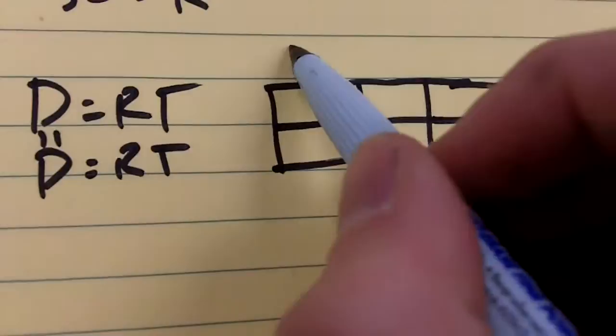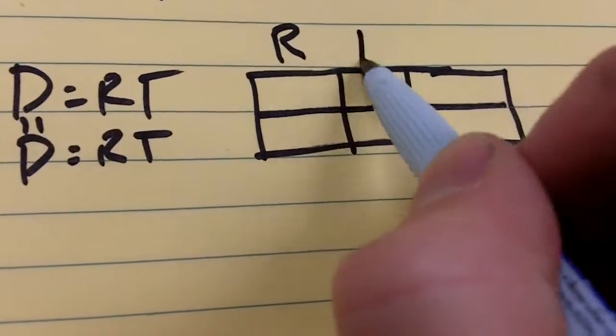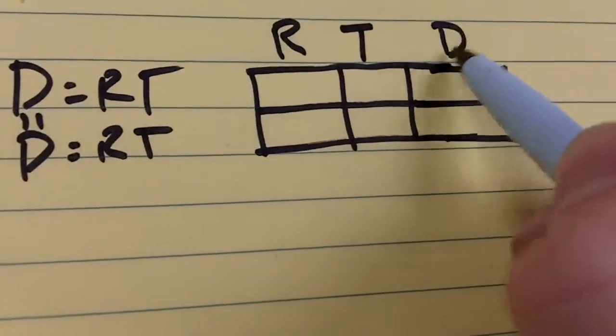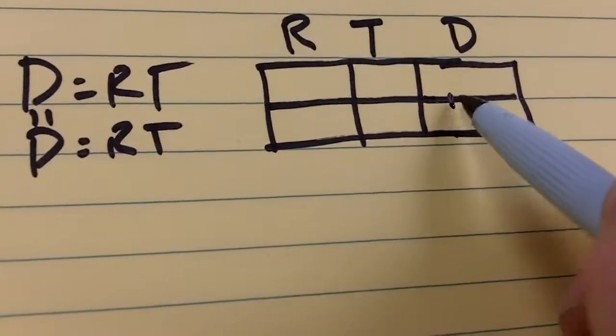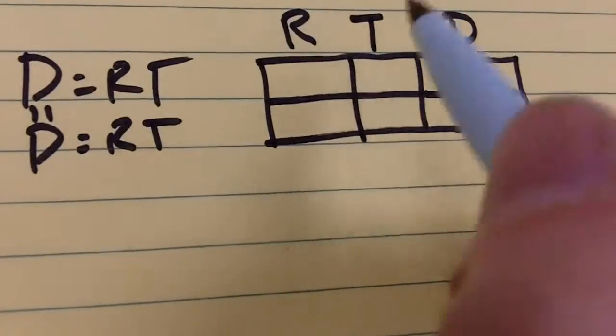I'm going to take the rates of each train, multiply by its time, and I want to get its distance here. I know the distances will be equal, so these numbers in these boxes should be equal, and I can use that to solve the equation.